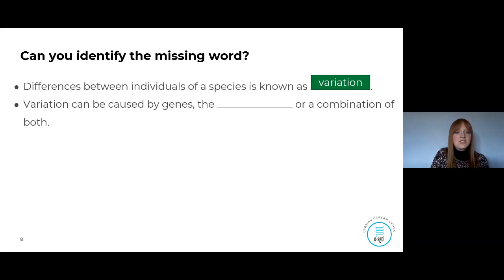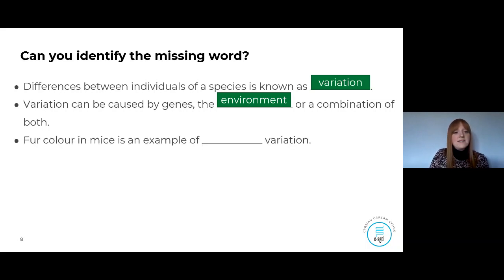Variation can be caused by genes, the something, or a combination of both. What's the missing word there? Variation can be caused by genes, the something, or a combination of both. Environment. Fur colour in mice is an example of what type of variation? If you said genetic, you were right.